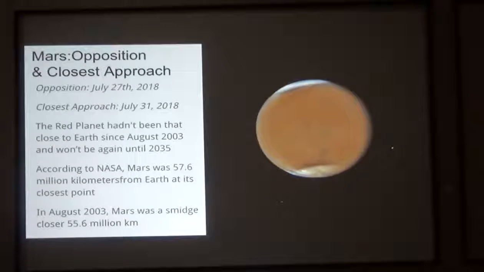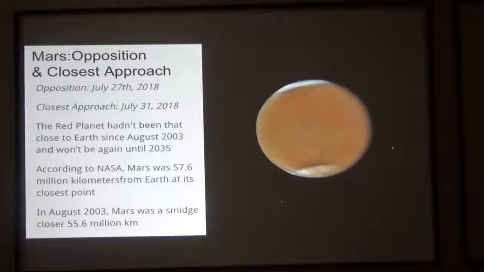But Mars last week was at opposition, and then last Friday was at closest approach. They weren't exactly concurrent. So opposition occurred July 27th. Closest approach happened on the 31st. It's a game of angles on elliptical orbits. But the red planet hasn't been this close to Earth since 2003, so it's been about 15 years since Mars has been this close.